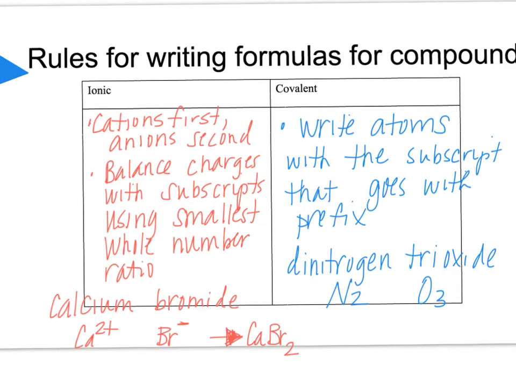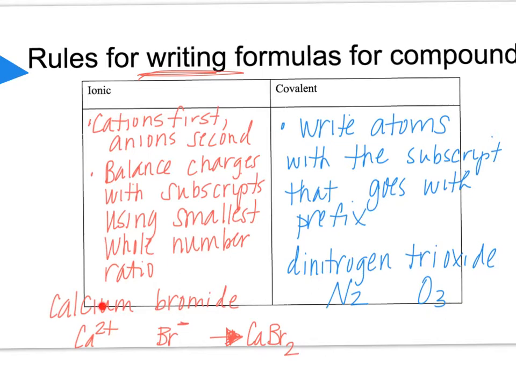Next. Rules for writing formulas for compounds. We'll talk about ionic first. This is for just writing, not naming. When we're writing a formula for ionic, we always put the cations first, the anions second. We balance the charges using the subscripts, and we want the smallest whole number ratio.